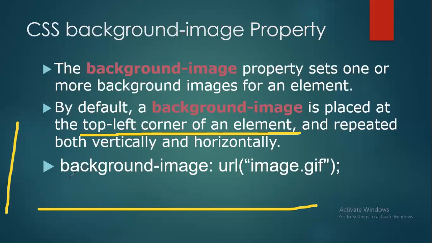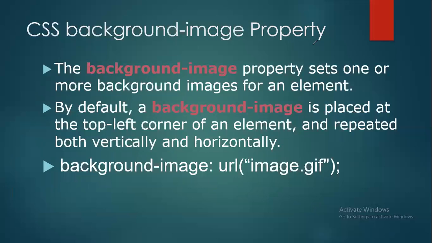How are you going to define it? You will write background image, colon, then you will write url, then start the round bracket, then under quotation marks, you will write the name of the image. Image.gif is the name of the image. You will define the name of the image, close the quote, close the bracket, and then put the semicolon. This way, you can put a background image into your document.